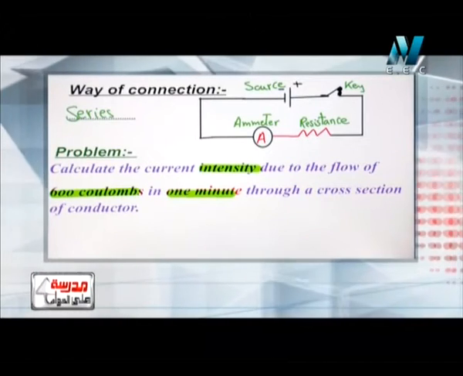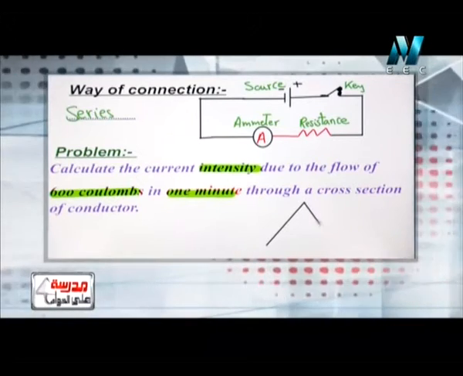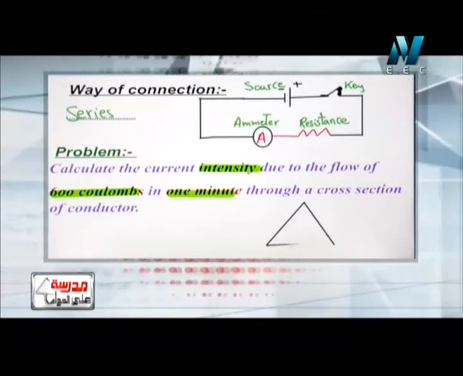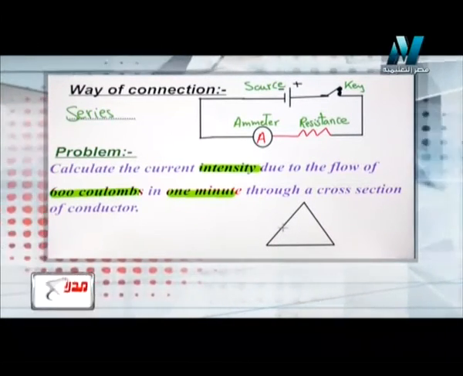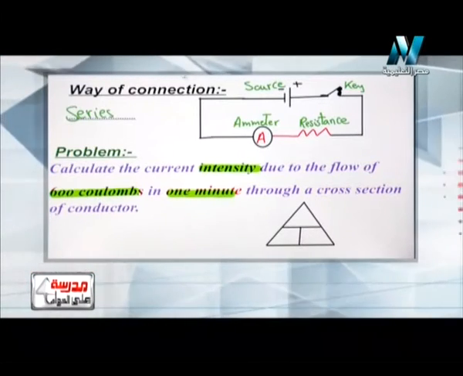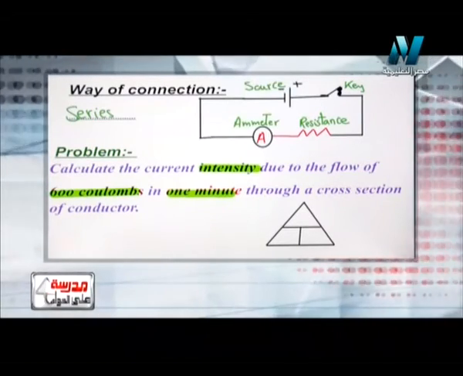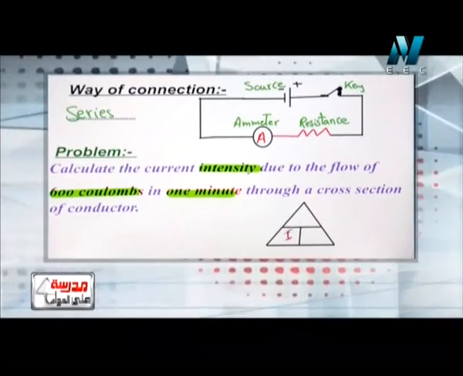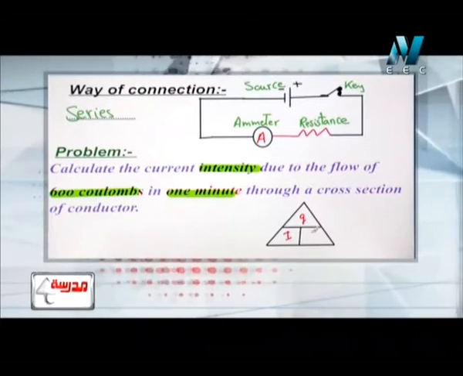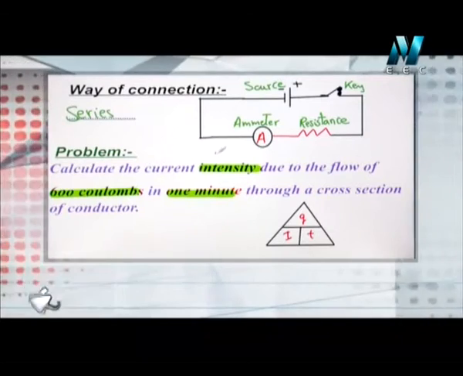Firstly we should write the magic triangle. Don't forget to write the magic triangle beside the problem, and right beside it the law: I equals Q over T. We have to calculate the electric current intensity.